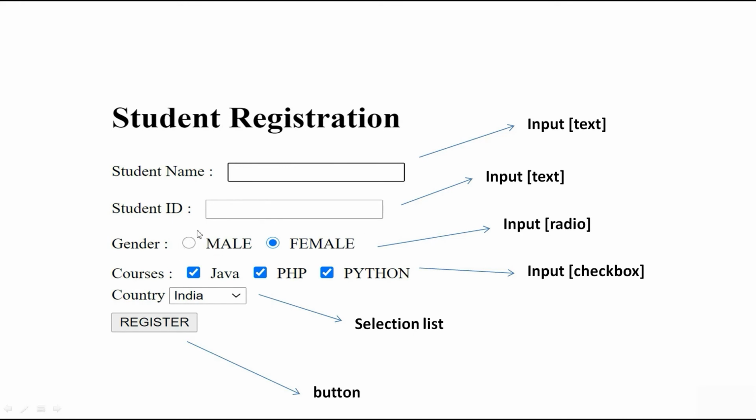In these round symbols we have to select at least one from the multiple options. Here we have only two options, so you can select any one, male or female. So this is the use of input radio.